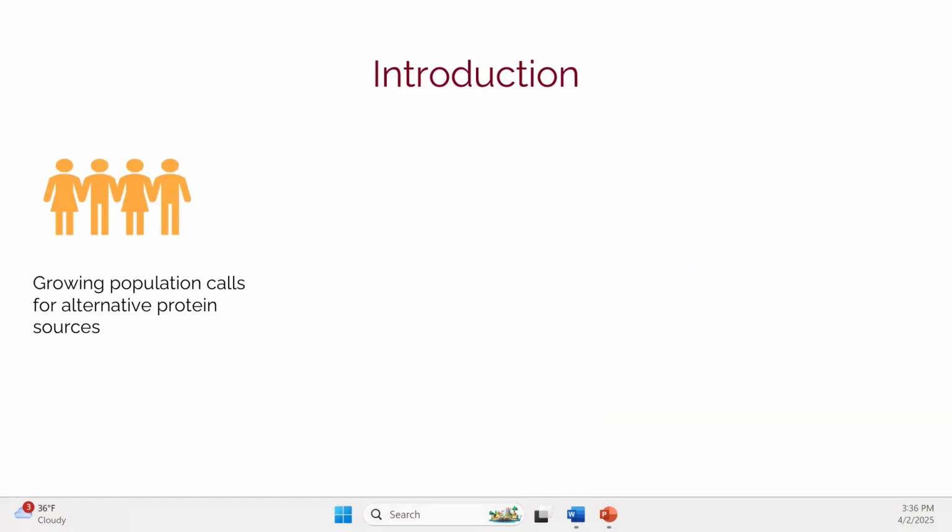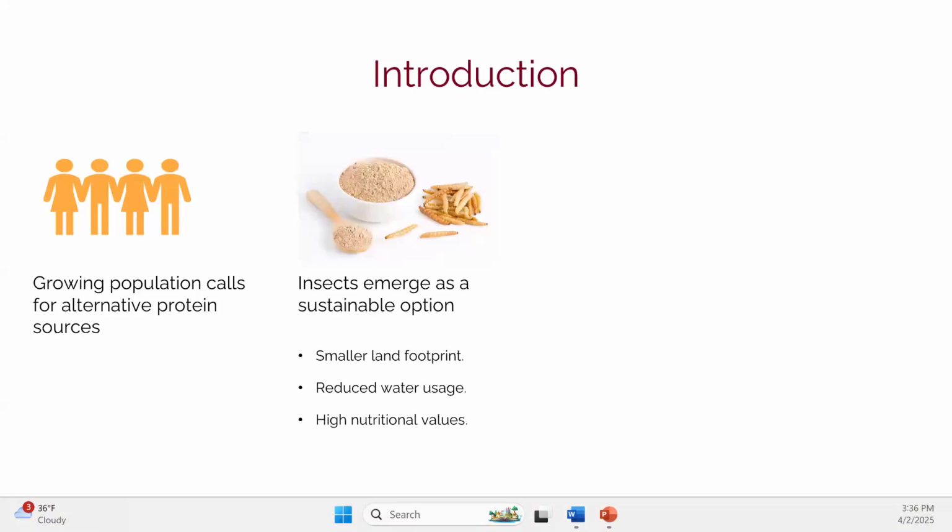Okay, so growing population calls for alternative protein sources for both human and feed consumptions, and insects emerge as a sustainable option. Why? Because it uses a smaller land footprint compared to animal and plant protein. It has reduced water usage, and it also contains high nutritional values. It's been reported that 40 to 50% protein dry basis is found in insects. It also has essential minerals and vitamins, good fatty acid profile, good digestibility, making it really promising for alternative protein.